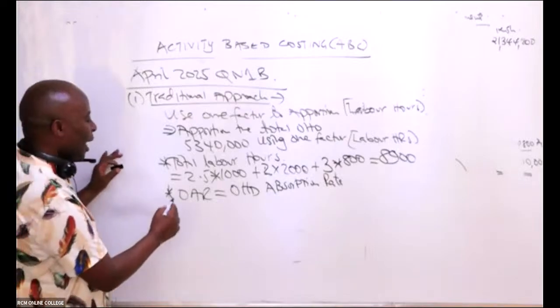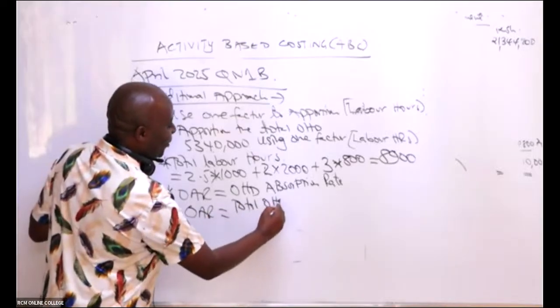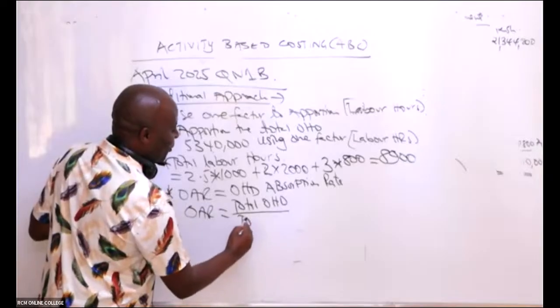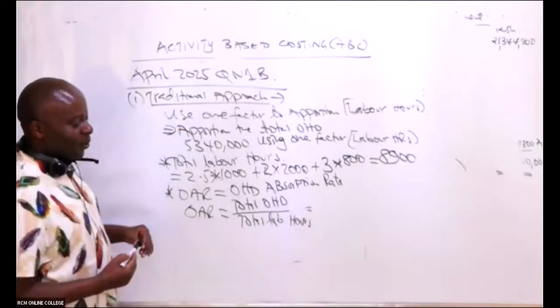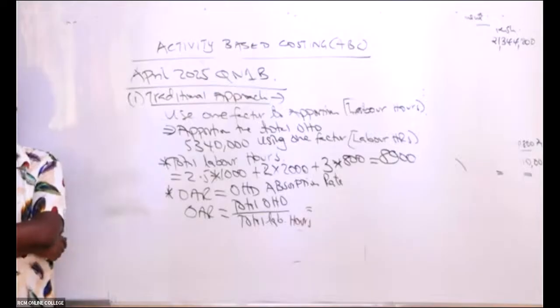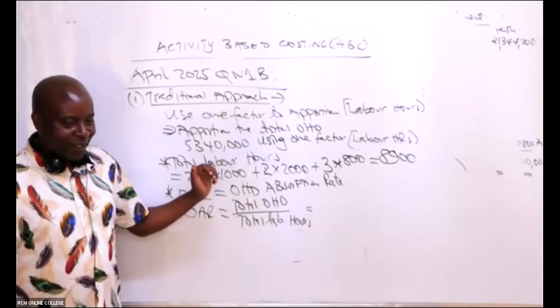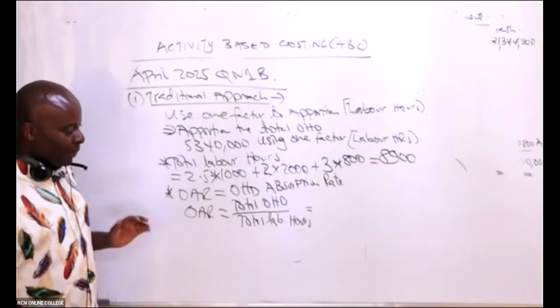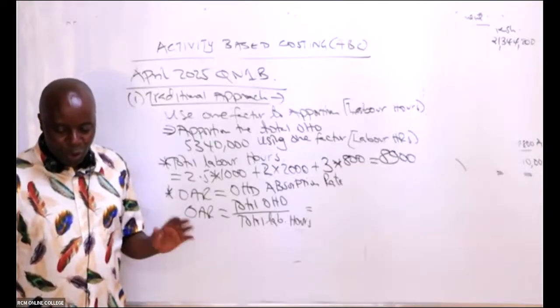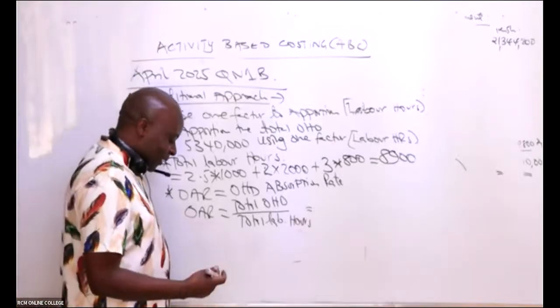How do I get this OAR? OAR will be the total overhead all over the total labor hours, because here we must use the factor of absorption, the basis of absorption, and the basis in this case is labor hours. So total overhead over total labor hours. Total overhead, how much are we talking about?